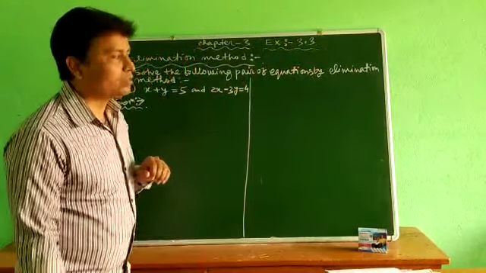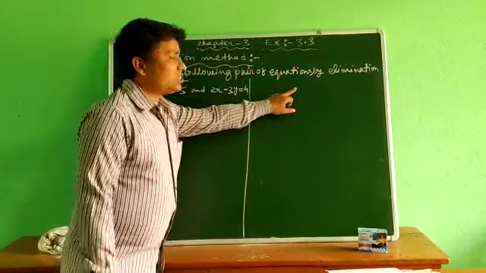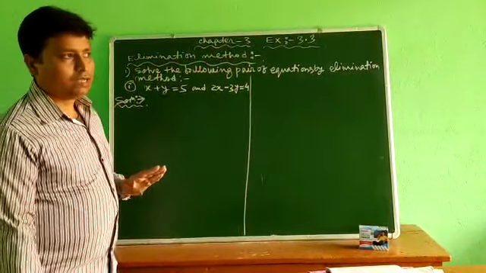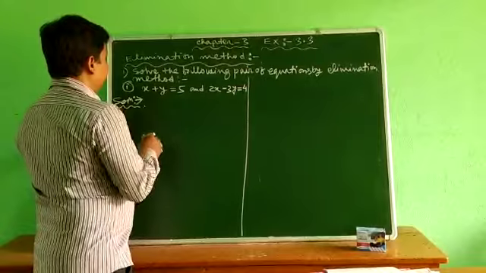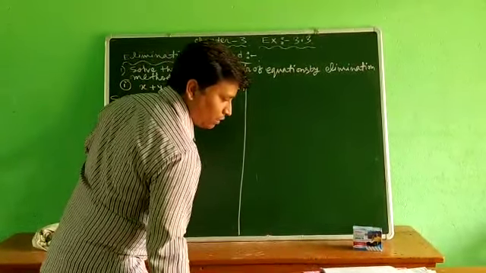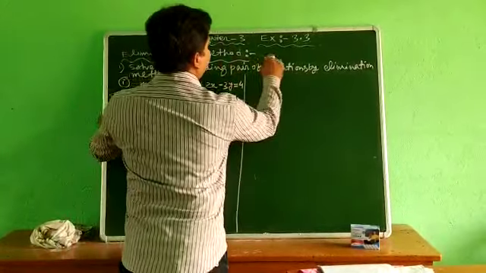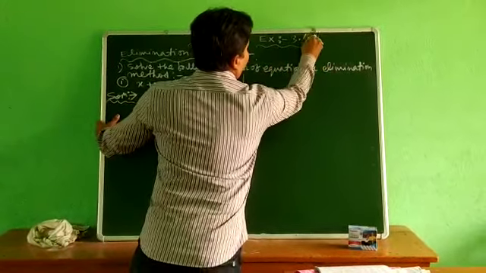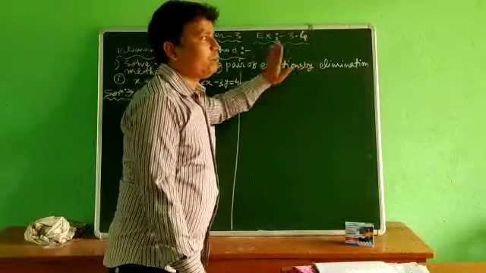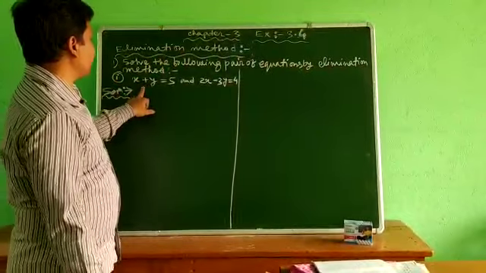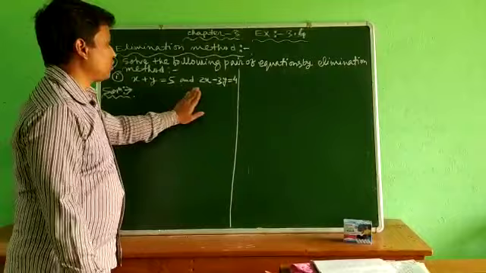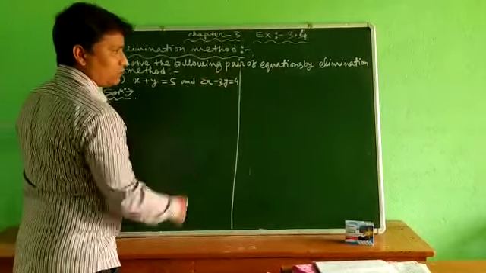So now I am going to teach elimination method wise how we have to solve a pair of linear equations. We are considering one pair of equations from exercise 3.4, not 3.3, 3.4. So we are considering one pair of linear equations, and how we have to solve this pair of equations by elimination method.